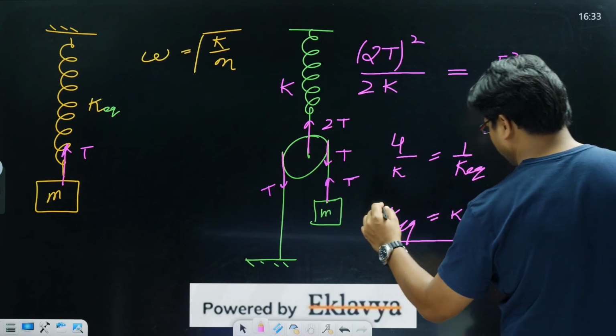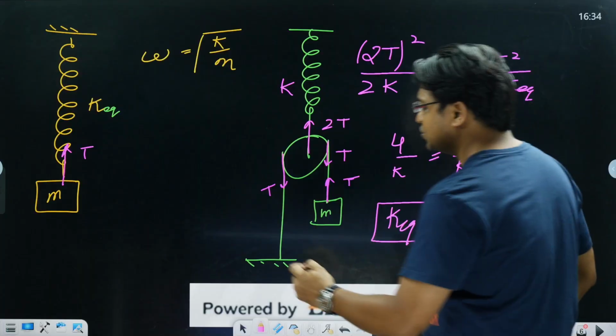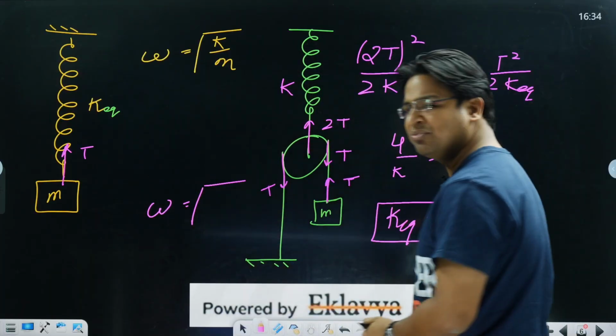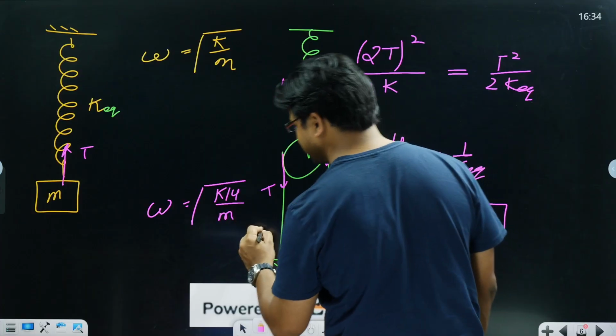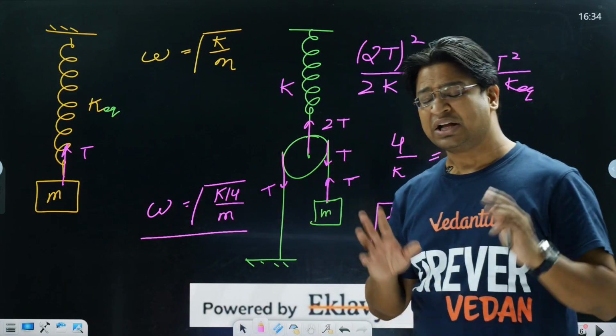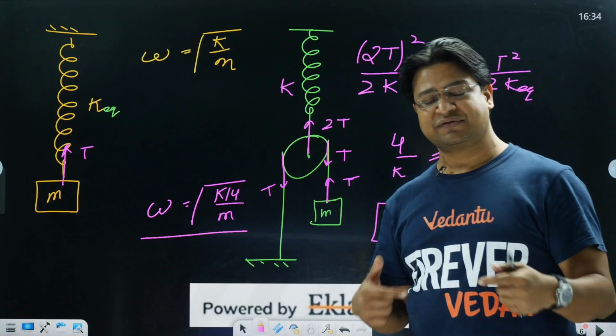Okay, so that is what we get here, and now we can very easily write omega of this system. Omega we would have written as root of k equivalent by m. So here it will become k by 4 by m, and that is actually the right answer. That is the angular frequency of this oscillating system. Let's review what we did here and let's practice this for other questions.